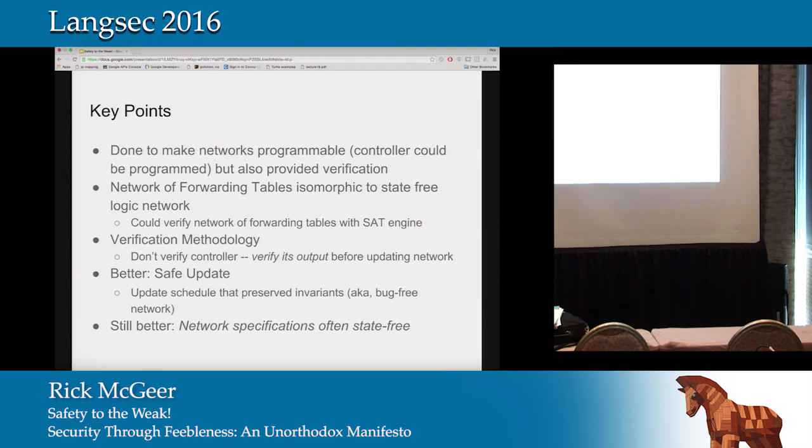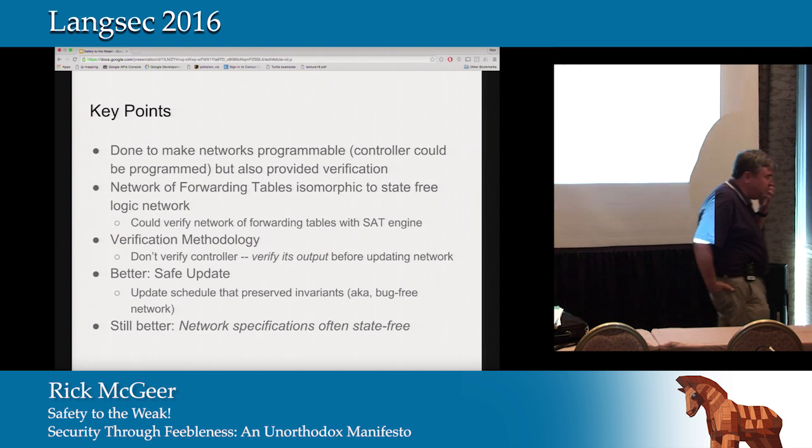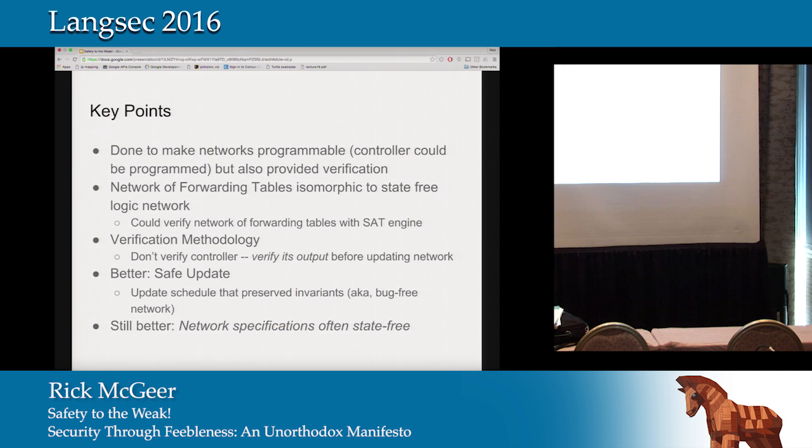well, this was done to make networks programmable, right? The original paper, Ethane in SIGCOMM 2007, was making networks controllable. But it also provided verification, something that a few people, like me, among others, realized, and suddenly verification started to appear. So suddenly you could prove that, hey, an OpenFlow network actually sent packets where it said it should, was loop-free, had various other properties that you cared about, right?